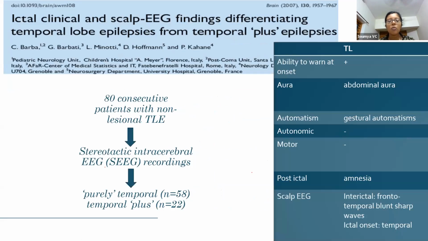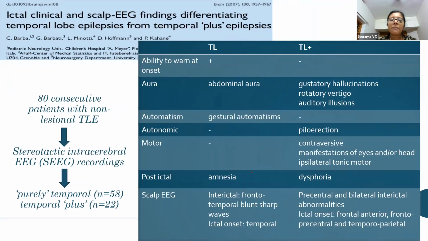What they found is that in classical temporal lobe epilepsy, as we expect, this group of patients will have an ability to warn at the seizure onset, and they exhibited the classical 4 A's of temporal lobe epilepsies, that is the abdominal aura, gestural automatisms, behavioral arrest with paucity of motor manifestations, and post-ictal amnesia.